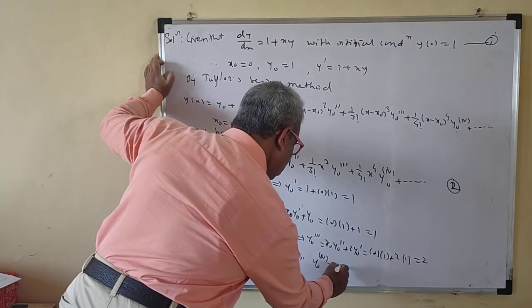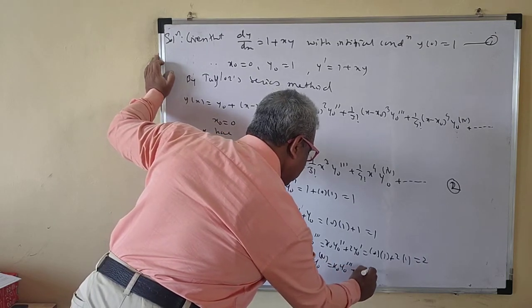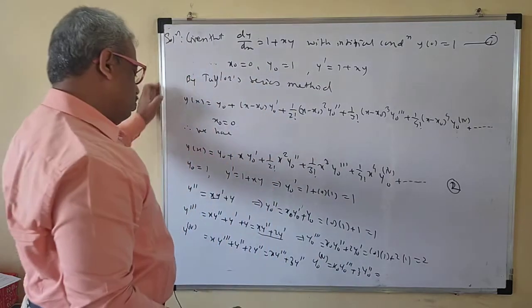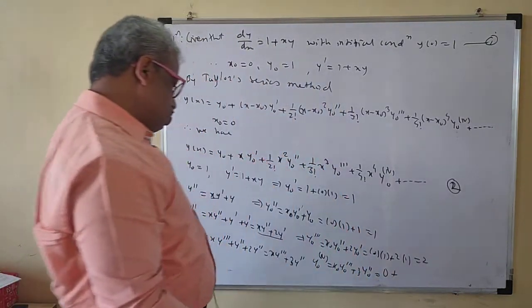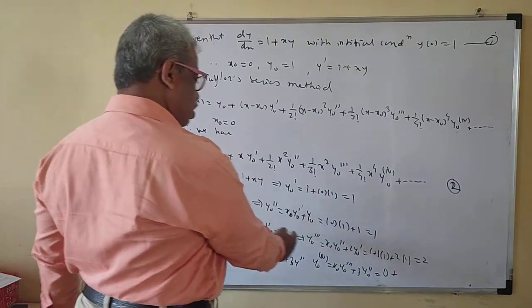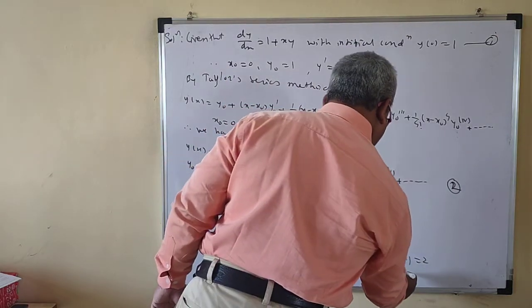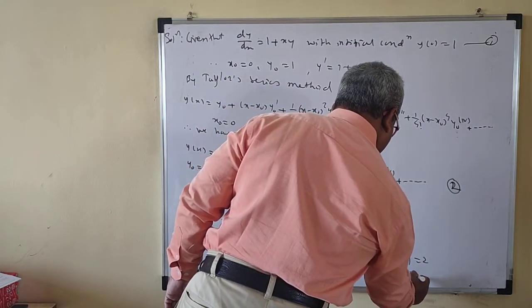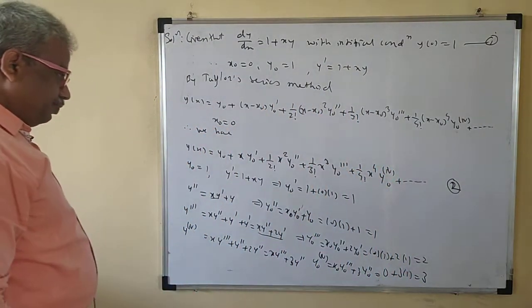X naught, third derivative at y naught plus 3 second derivative at y naught is equal to. So the first one is 0. We will not write anything now because your x naught is 0. Then 3 into y naught double prime. What is your y naught double prime? It is 1 now. So this is 3 into 1. So this is 3 now.